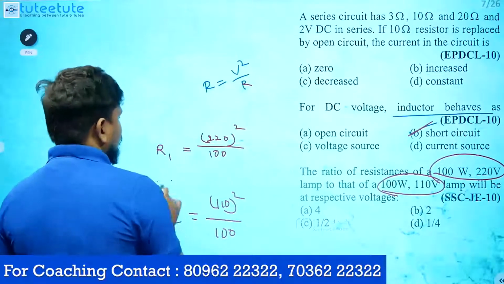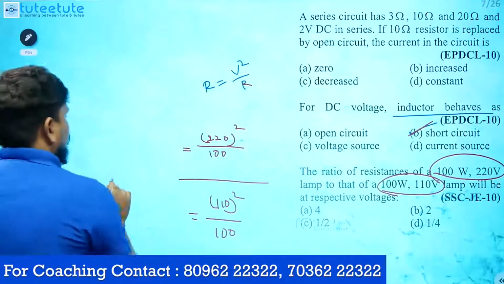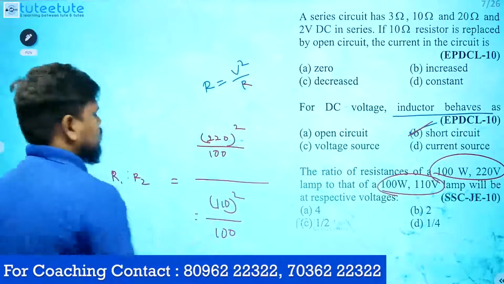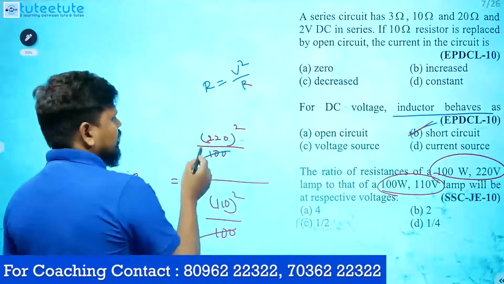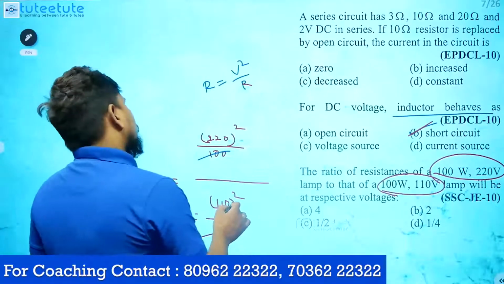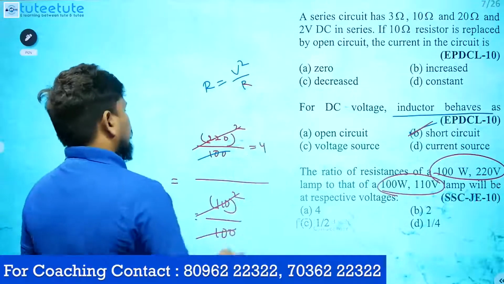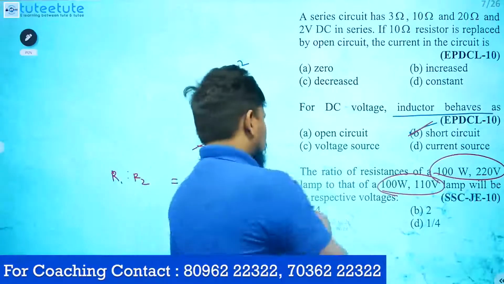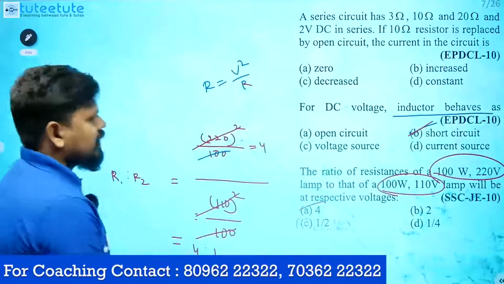So they are asking the ratio. This is R1 divided by R2, otherwise we can consider it as R1 is to R2. We can give it directly like this. 100 will cancel, and 220 we can consider as 2 into 110, whole square. So 110, how many times? 4 times you can cancel. So you will get 4 is to 1. The answer for this question is 4 is to 1.